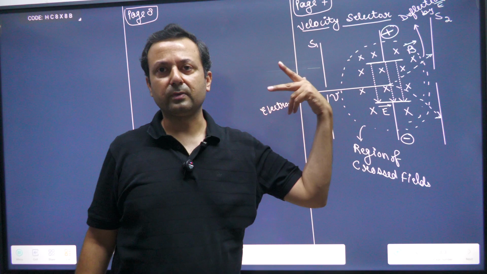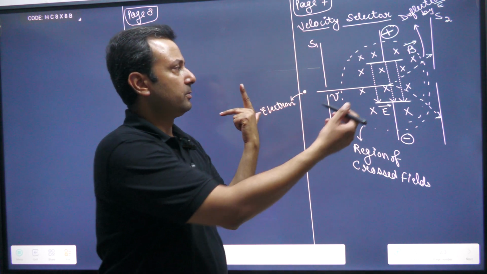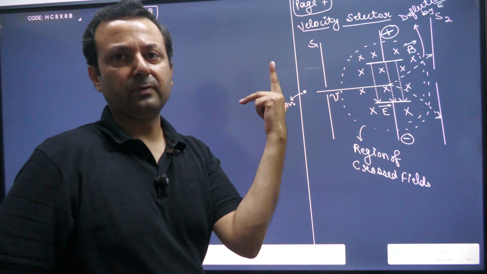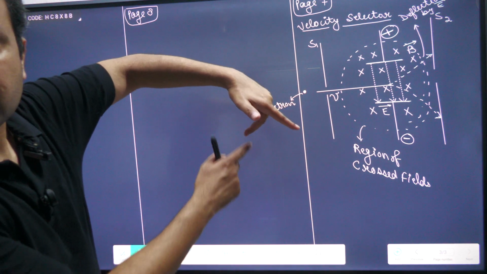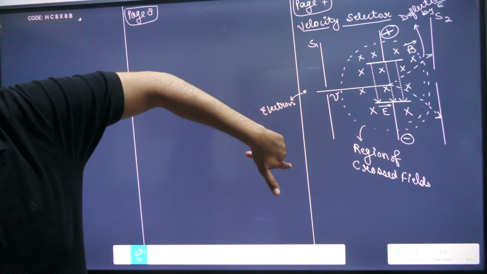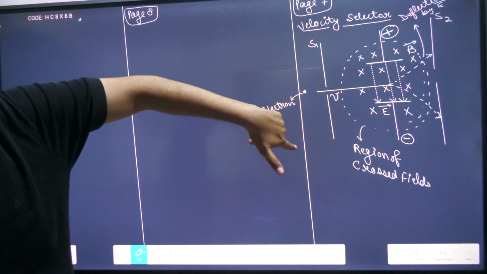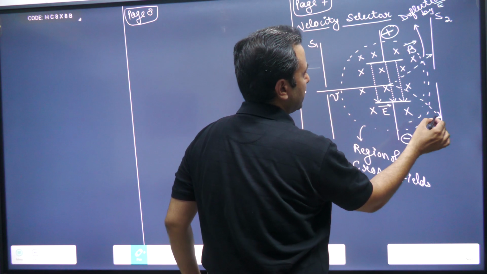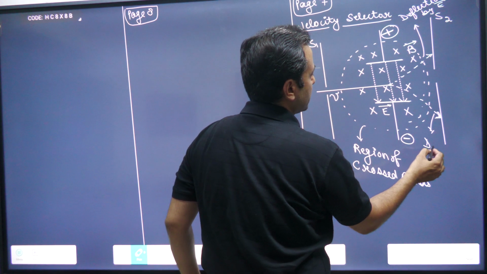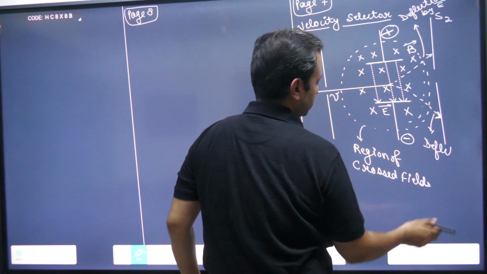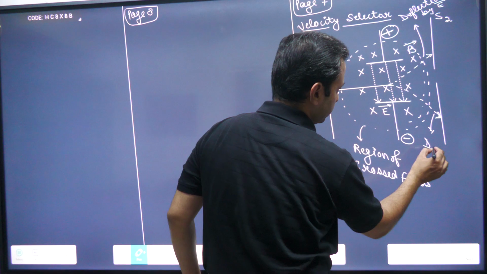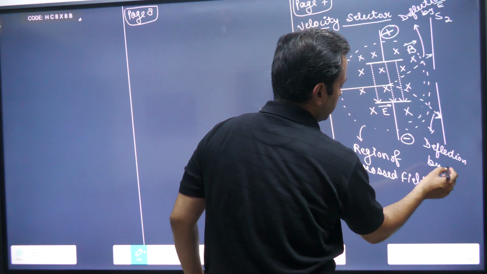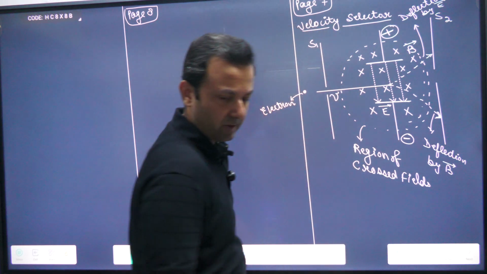It means the direction of current will be in the opposite direction. So the current is in this direction and the magnetic field is inside. Then what is the direction of the thumb? The direction of the thumb is downwards. That's why some electrons are getting deflected in the downward direction. So this is deflection by B vector, meaning deflection by the magnetic field.